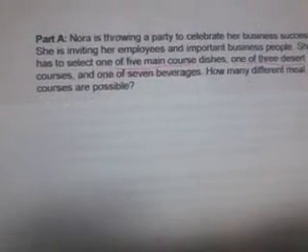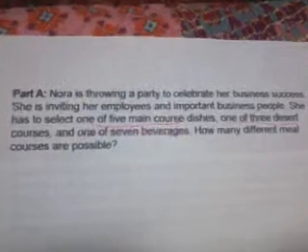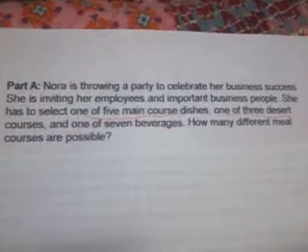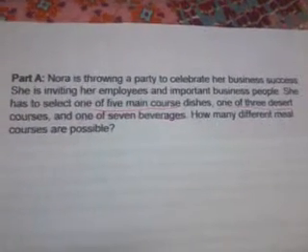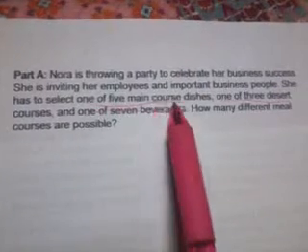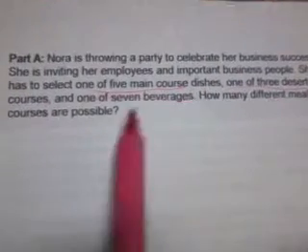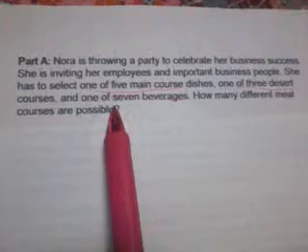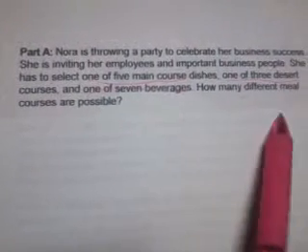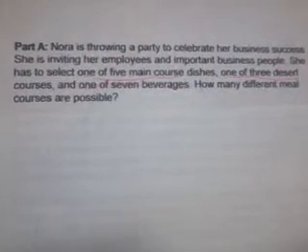Okay, so Part A says, Nora is throwing a party to celebrate her business success. She is inviting her employees and important business people. She has to select one of 5 main course dishes, one of 3 dessert courses, and one of 7 beverages. How many different meal courses are possible?